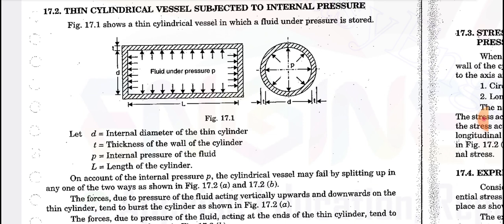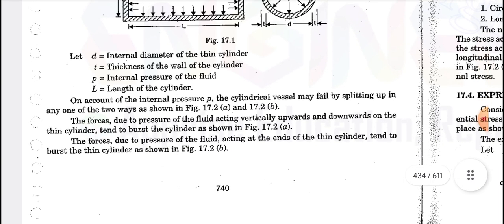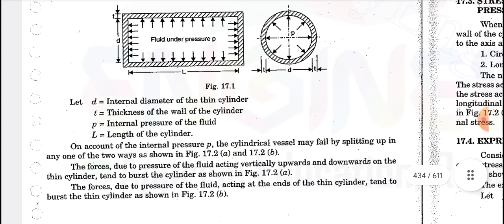When a fluid or gas, any medium, is flowing inside the cylinder, there will be some pressure created. That pressure is the internal pressure. Then L is the length of the cylinder. This is shown in this figure.